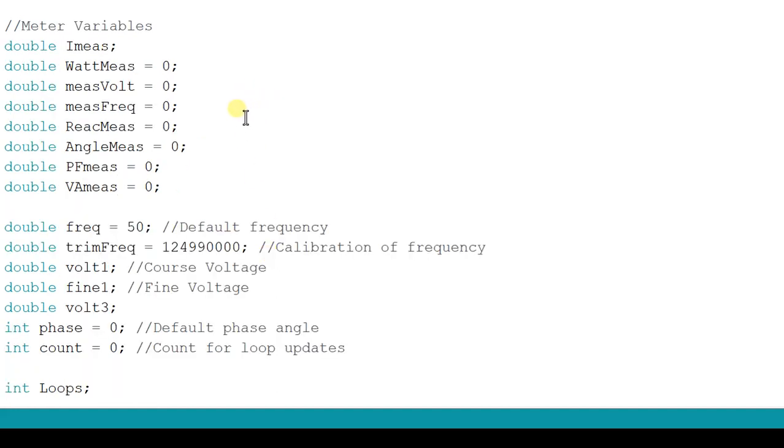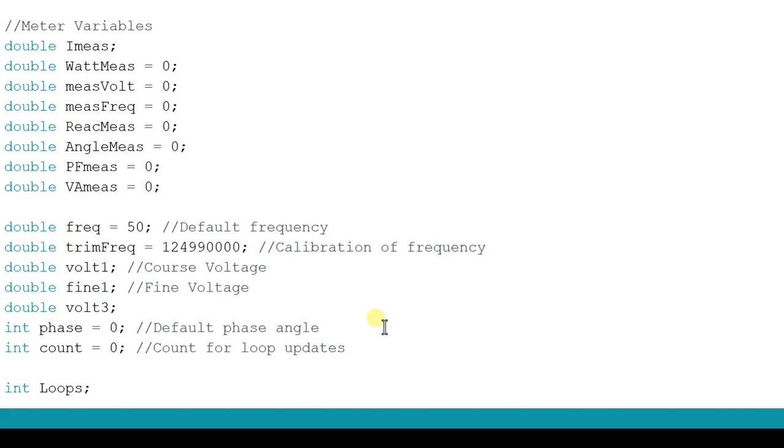Moving down, just some variables to store the meter readings in. A default frequency for the sine wave generator. This is the calibration for the AD9851. This is volt and fine. That's just how I'm setting the voltages. A default phase is 0, so it's in phase with the clock.